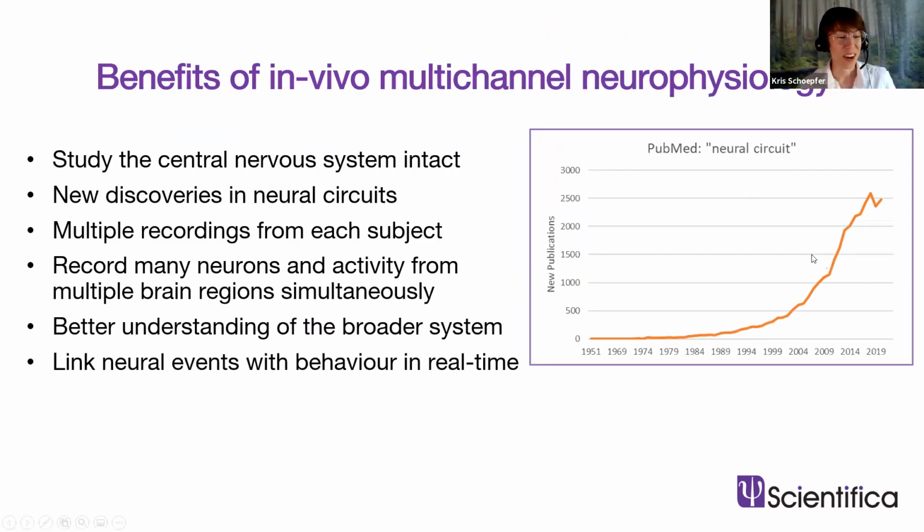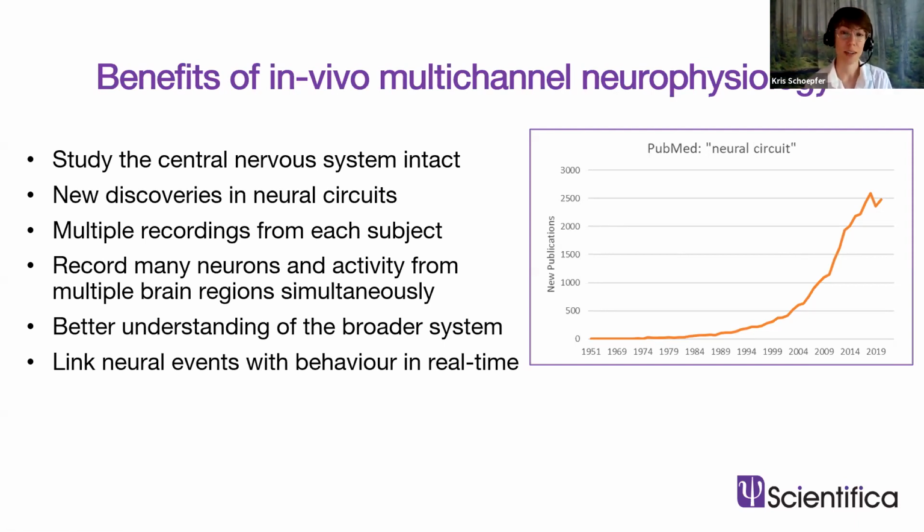So here's a figure of PubMed new articles coming out per year, new publications with neural circuit as a keyword. Notably, not all of these will include electrophysiology, but it's undoubtable that neural circuits and examining the central nervous system at more of a systems approach, at a larger scale, is becoming increasingly relevant and popular in modern research.